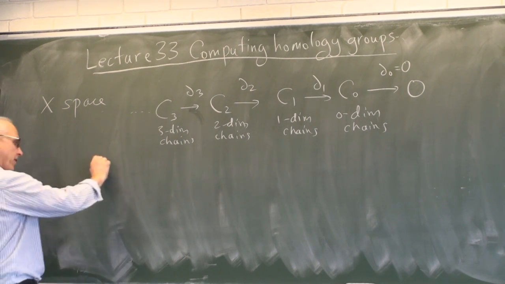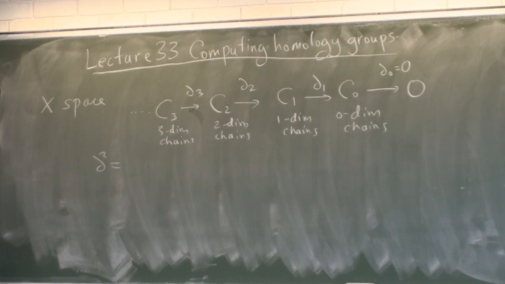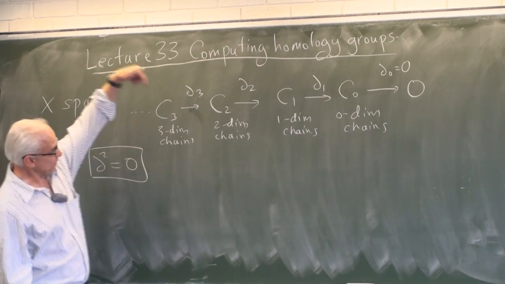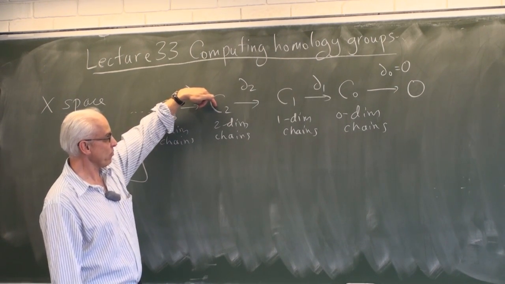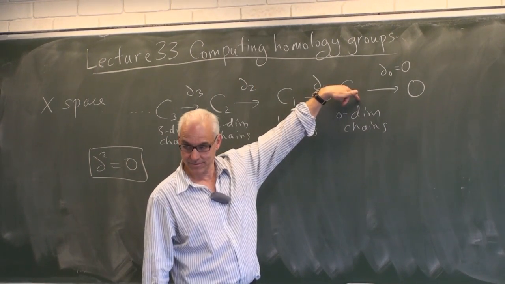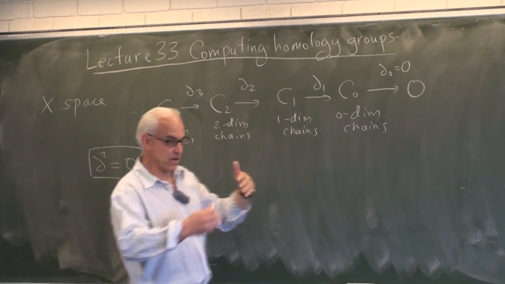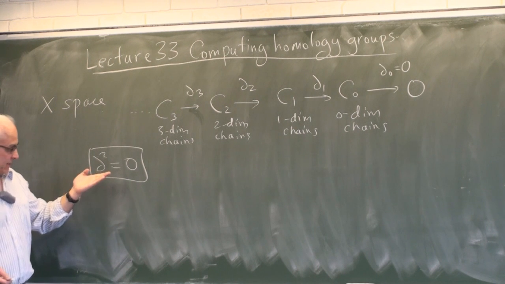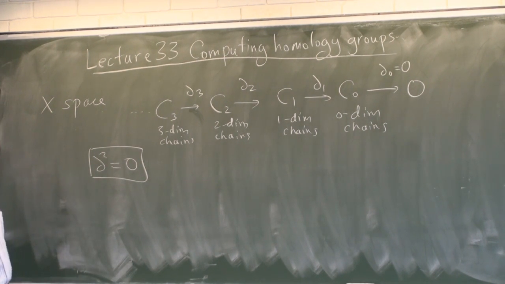Okay, and the crucial property that we established is that the operator del squared equals 0. And what that means is that if you start anywhere in the diagram and you take some element in this group, and you perform the del of it, and then you perform the del of that, you're going to get 0. So it's this identity that drives the definition of homology.